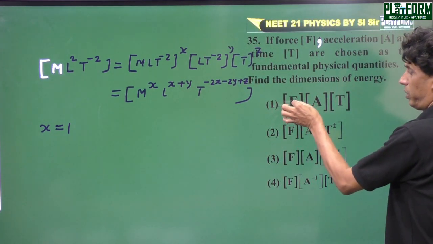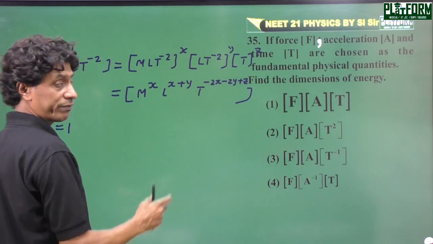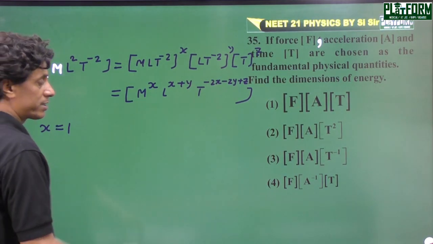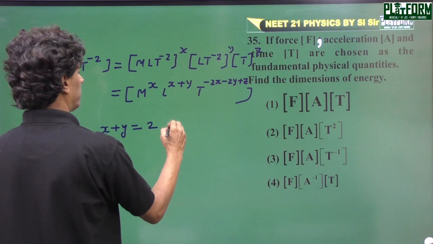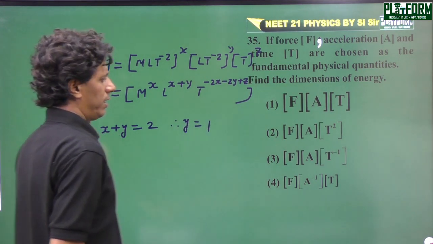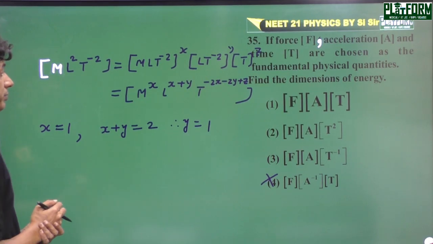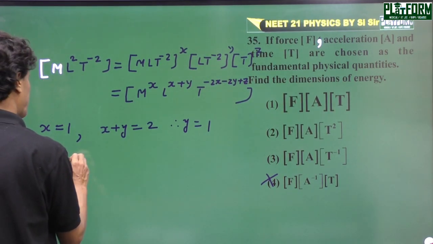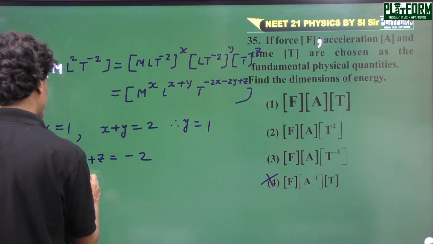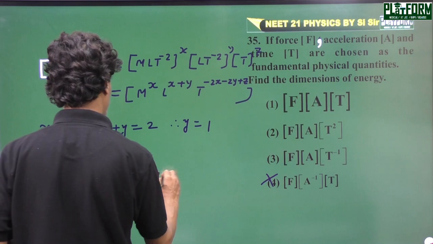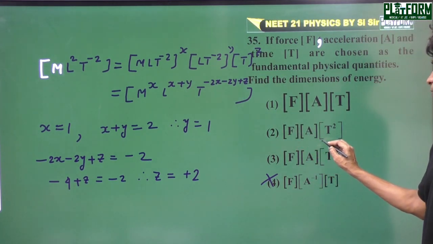In all the options given, 1 2 3 4, the power of F is 1. So we can't discard any option here by checking x is equal to 1. And you know, x plus y is equal to 2, therefore y is also 1. You can discard option 4 only. And if we check the power, minus 2x minus 2y plus z equals minus 2. So minus 4 plus z is equal to minus 2, therefore z equals plus 2, T square.